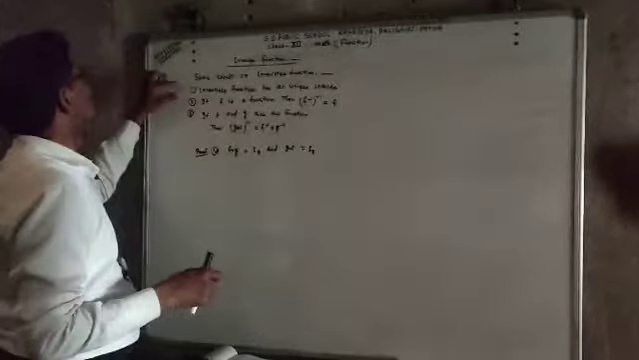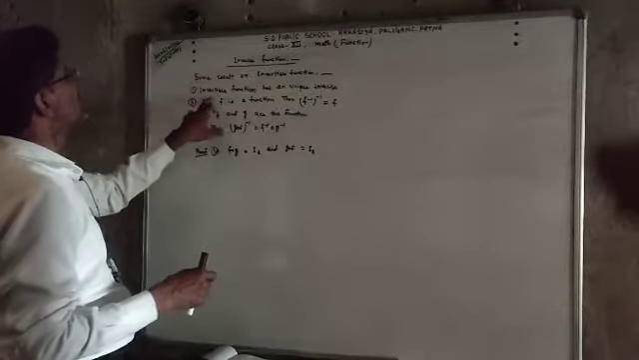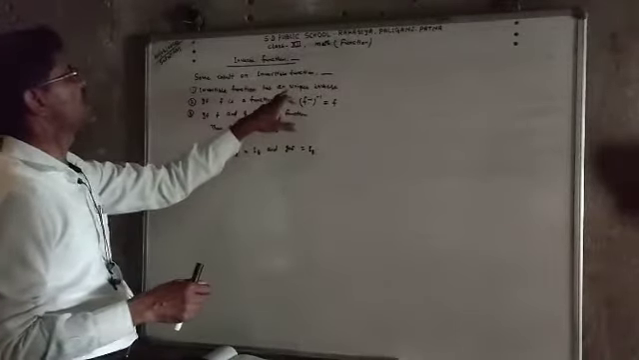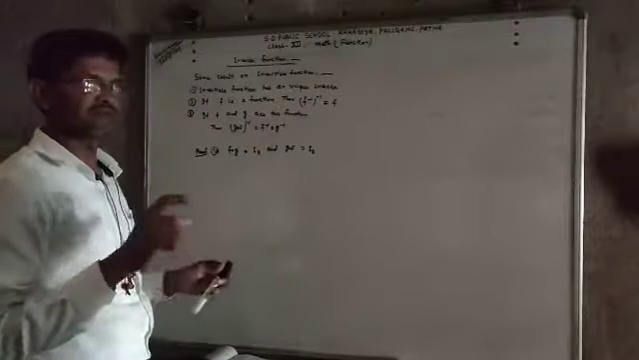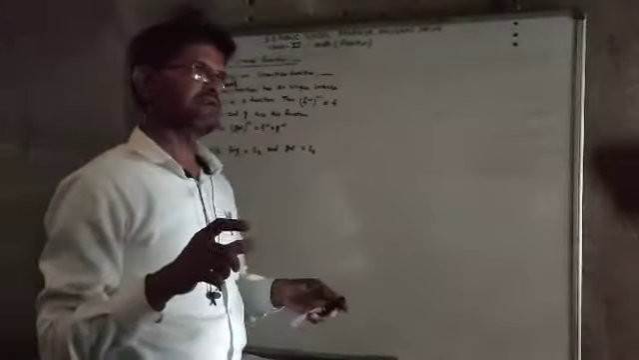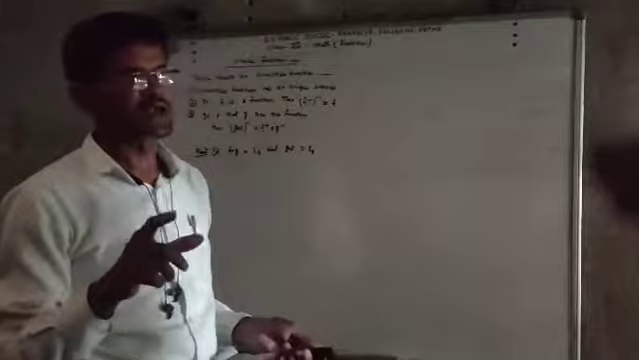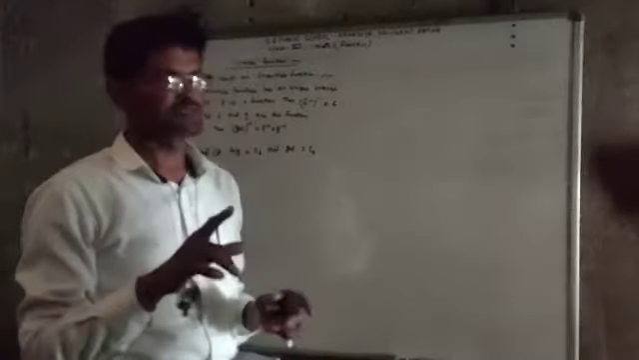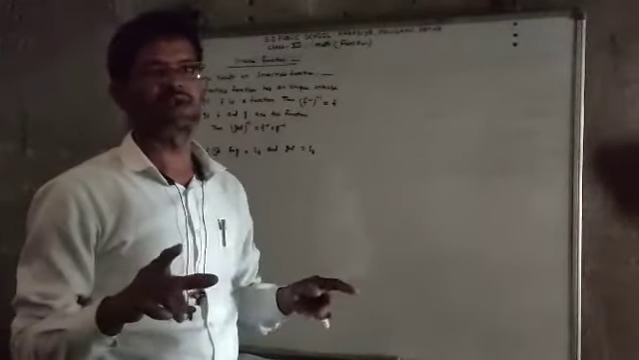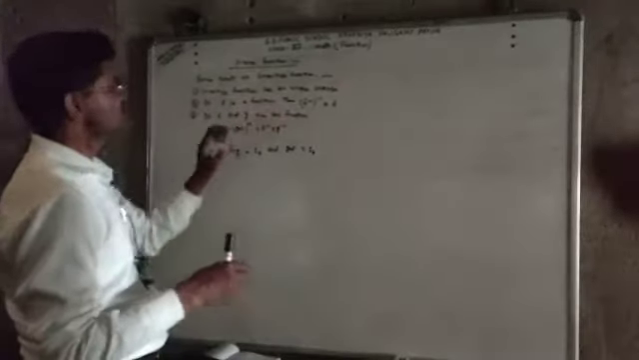Here the first result is that an invertible function has a unique inverse. Means every invertible function has a unique inverse. Means there is no other inverse that exists for this function.